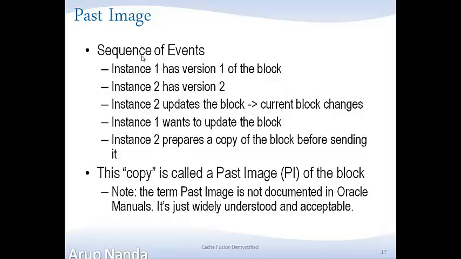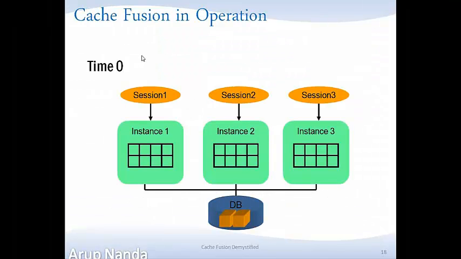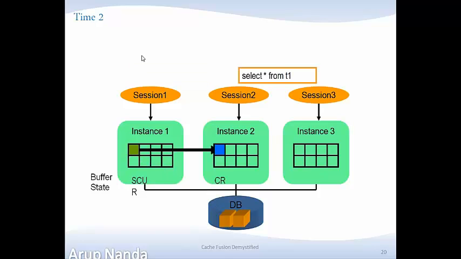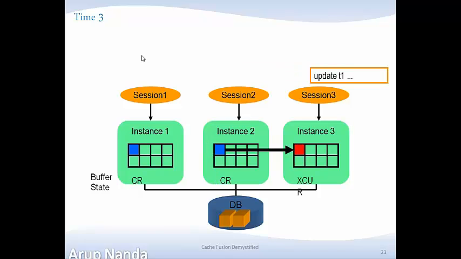So let's go back to our diagram over here. Let's see Cache Fusion in operation. At time T0, let's have 3 sessions connected to 3 different instances. First, I select star from T1. The block comes from the database into instance 1. That is a shared current because nobody has modified it yet. That's what's called shared current. Then session 2 says select star from T1. Then that block comes from instance 1 to instance 2 by Cache Fusion. That copy is a CR copy.